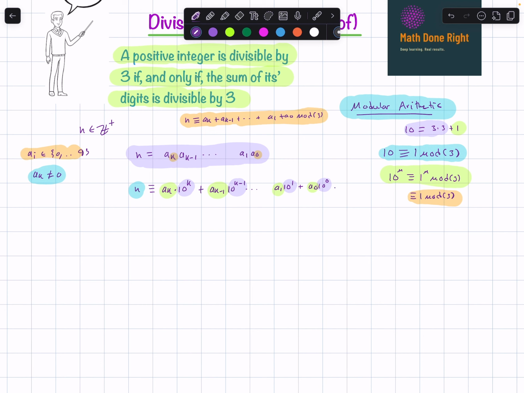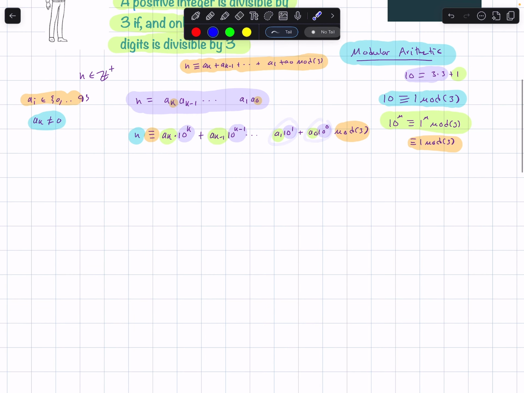So we started with this first line. We had n is congruent to a_k times 10 to the k plus a_(k-1) times 10 to the k minus 1, all the way through a_1 times 10 to the 1 plus a_0 times 10 to the 0 mod 3. Because this is just another way of writing n, this is literally what n is. And now we've shown that each of those powers of 10 is 1 mod 3, so we can replace them with 1 in here.